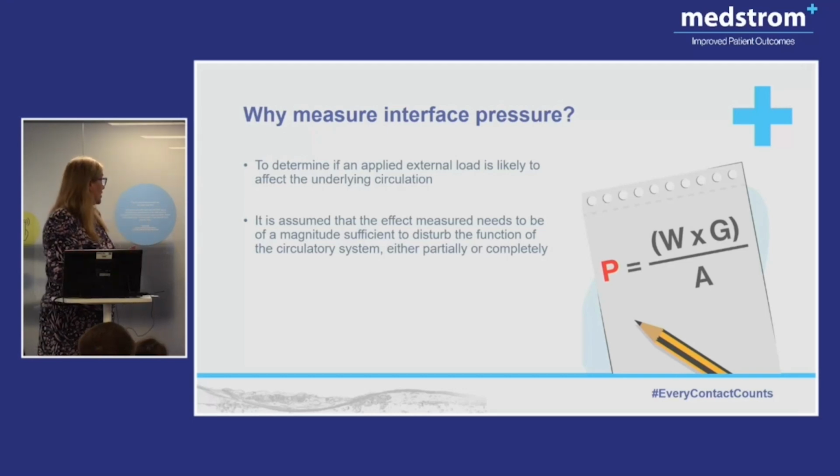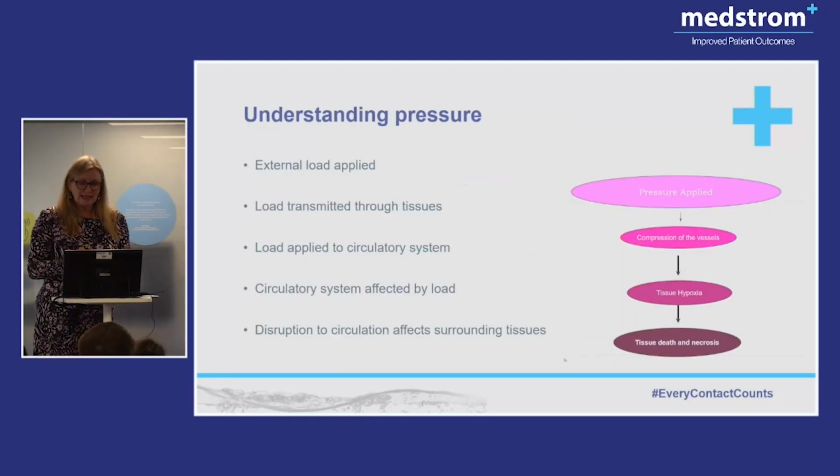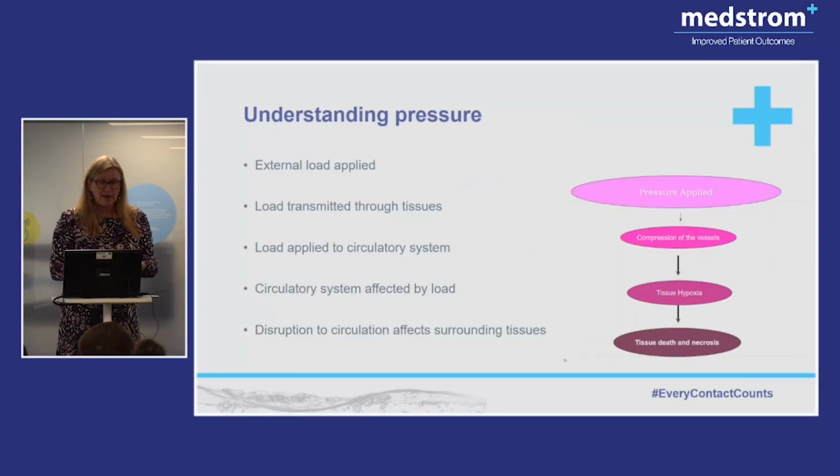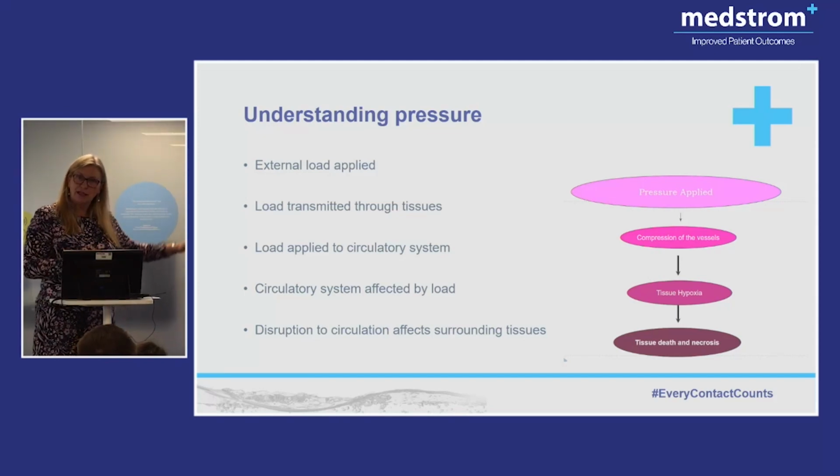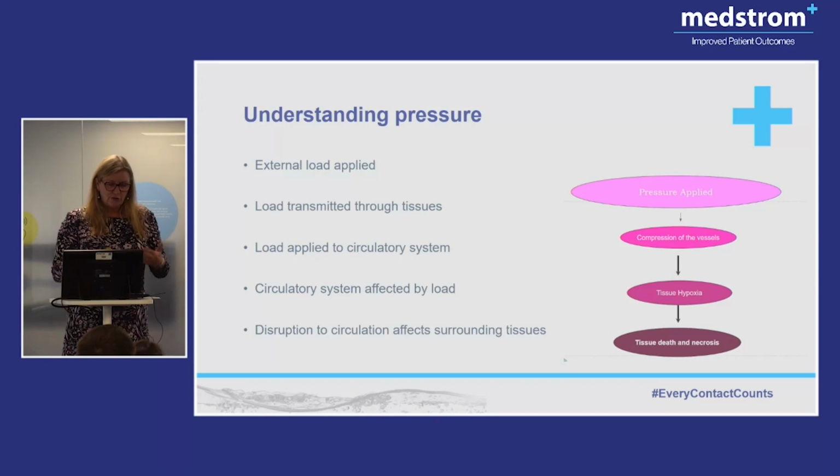And what interface pressure does is tell us about the effect of an external load and the impact that has on the circulation. And we believe that you have to exert a certain pressure to cause that damage. So it has to be enough to occlude the capillaries. Putting that simply, we're applying that external load to the skin. And this always seems a bit counterintuitive. I've got it going downwards, but actually if you think about it, the load's going upwards. It's coming from the surface through the skin, and it applies itself through the tissues onto your circulatory system.